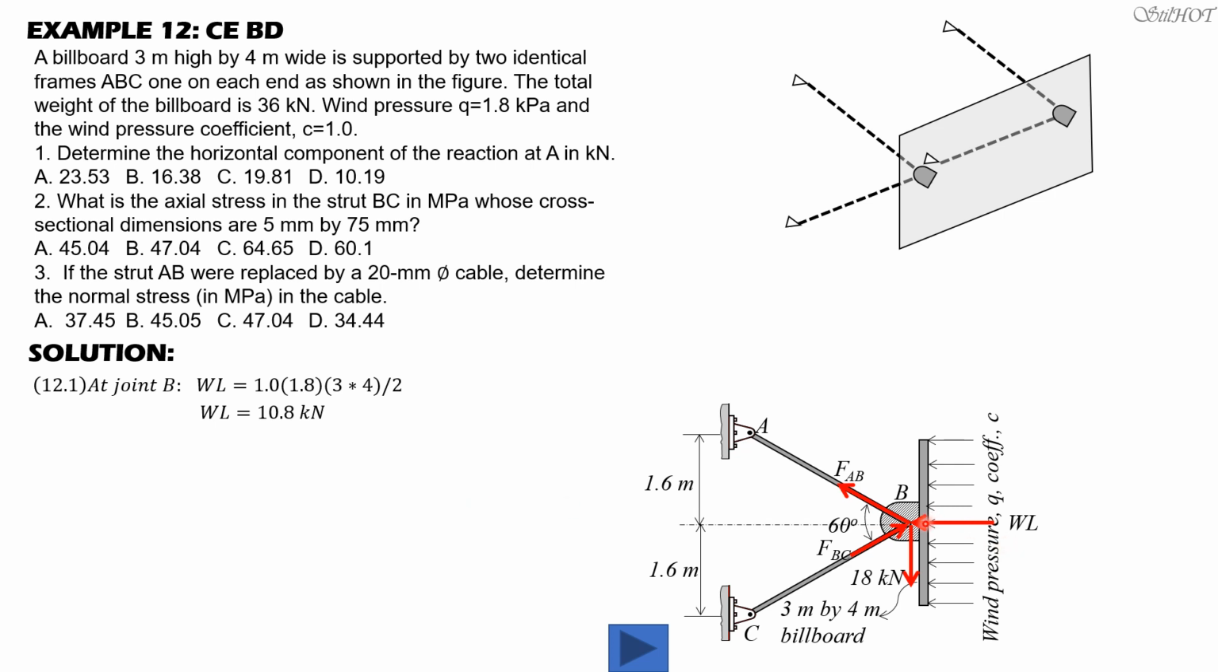Then we have to apply equations of statics, summation of x and summation of y equals 0. First, summation of x equals 0. So FAB is leftward, FBC is rightward. So the horizontal component of FAB is negative FAB cosine 30 plus FBC cosine of 30 equals wind load, which is 10.8. Call that equation 1. Summation of y equals 0. So we have FAB sine 30 plus FBC sine 30 equals 18.